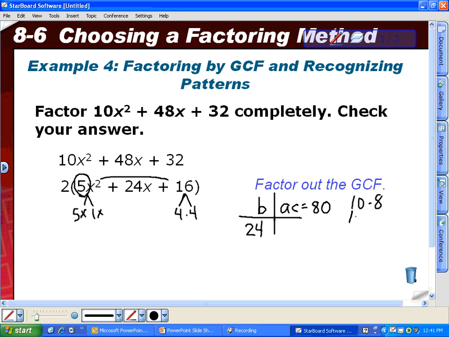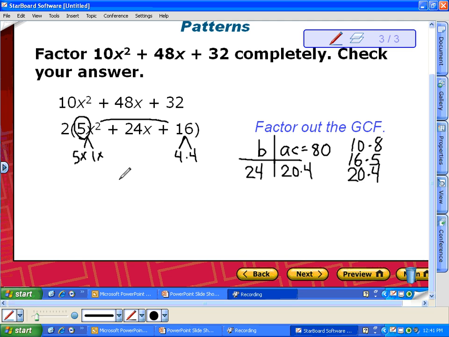How about 16 and 5? Well, that's going to add to make 21. That's not going to work. How about 20 and 4? 20 times 4 is 80, and then 20 plus 4 is 24. All right, so let's use those as our numbers that we're looking for.